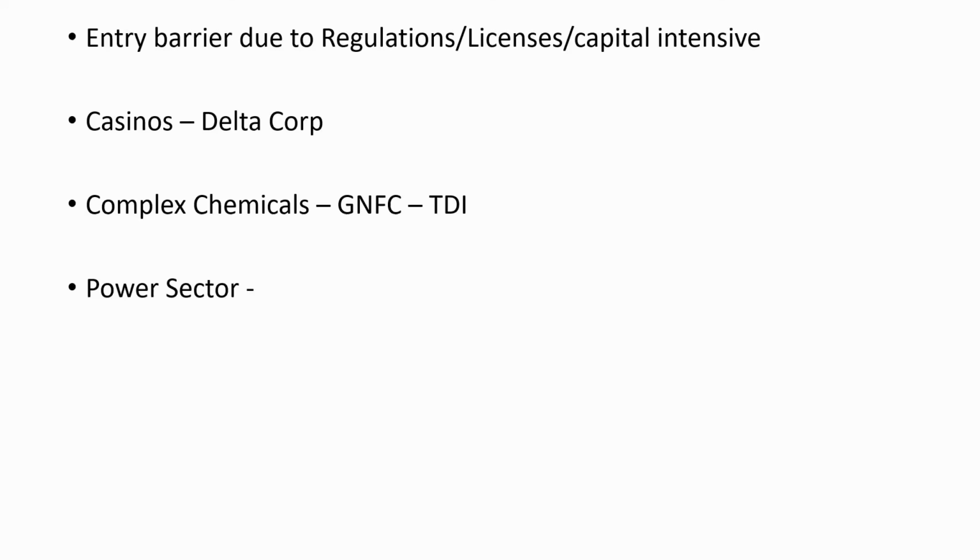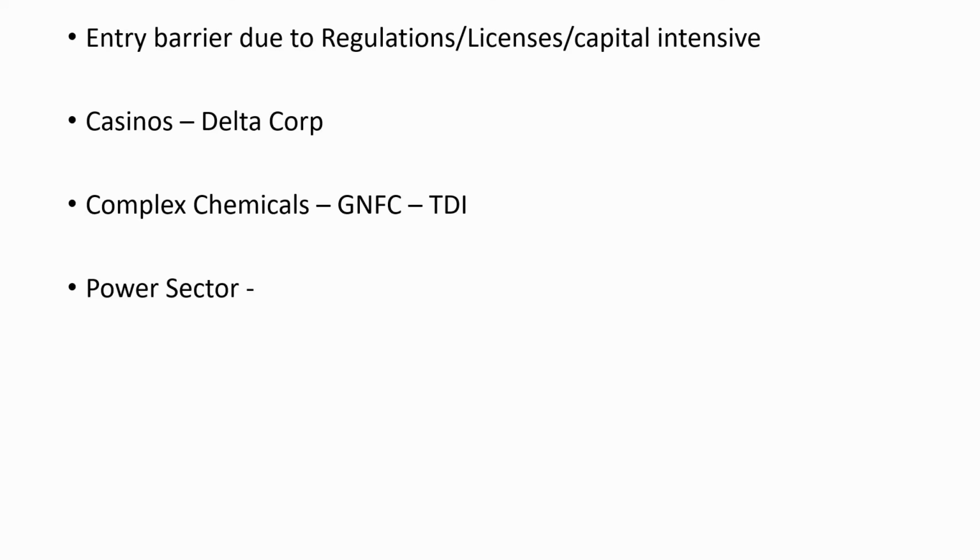Only a few companies are allowed to manufacture certain chemicals, for example, GNFC, which is in TDI, right? And then the power sector, which is capital intensive. Tomorrow, if a common man wants to start a power sector company and produce power, it is not going to be easy for them. You need huge capital to start a company in the power sector, or even in telecom.